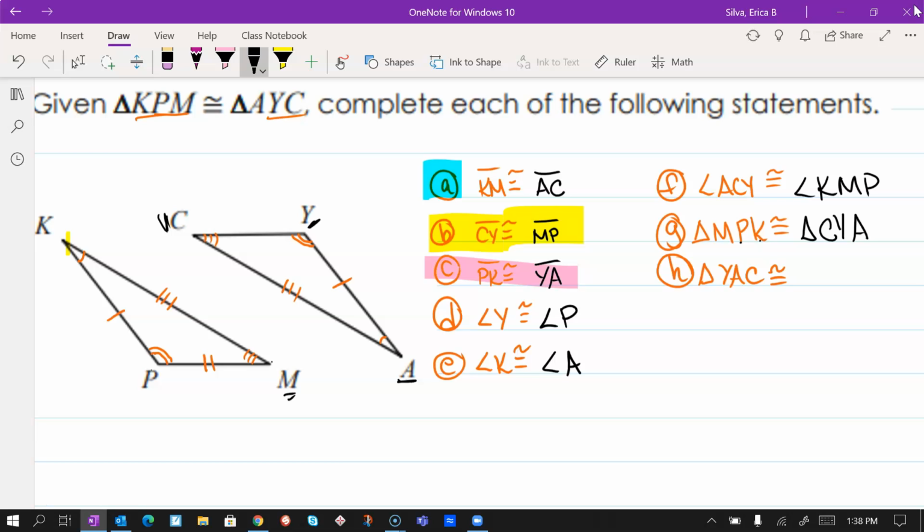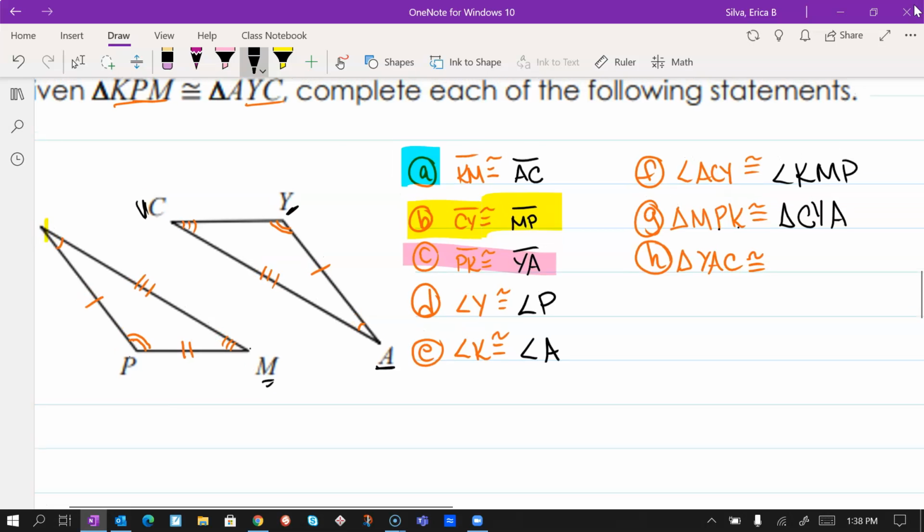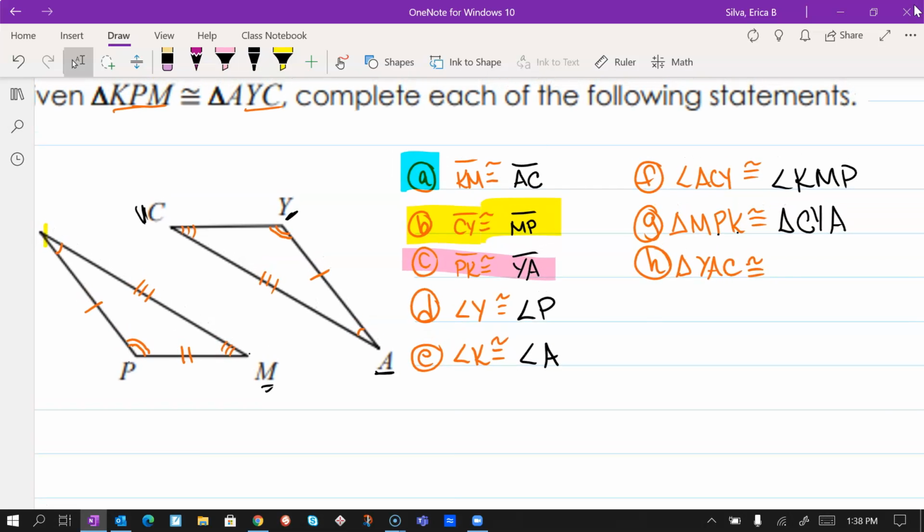And then lastly, we have triangle YAC. What can we name this triangle? Or what order should it be in? Which angle is congruent to angle Y?